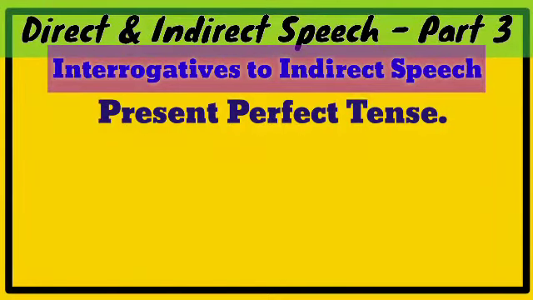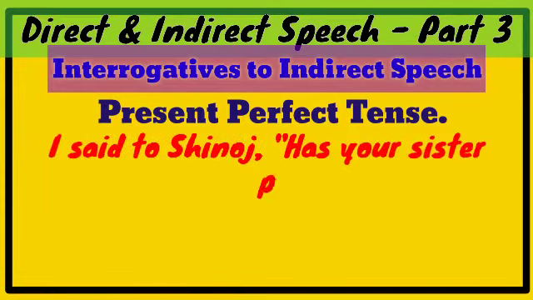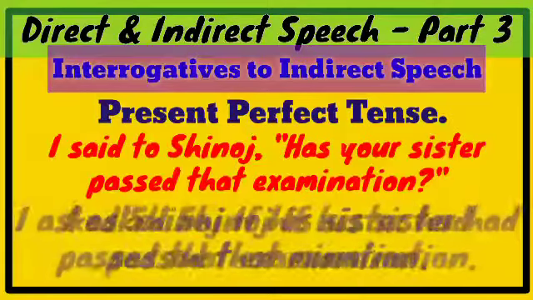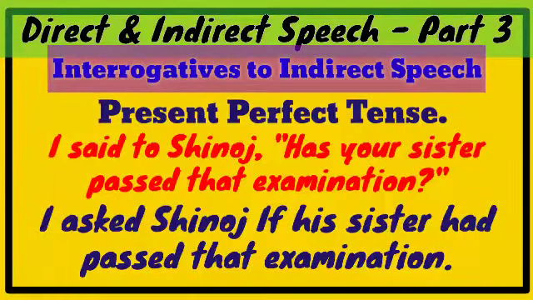See one more example. I said to Shinoj, "Has your sister passed that examination?" Here singular "has" has come. It has to be changed to "had", which is past perfect tense, and it is an interrogative sentence of yes or no category. See the answer: I asked Shinoj if his sister had passed that examination.